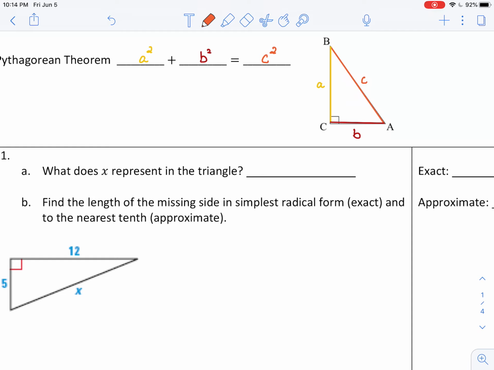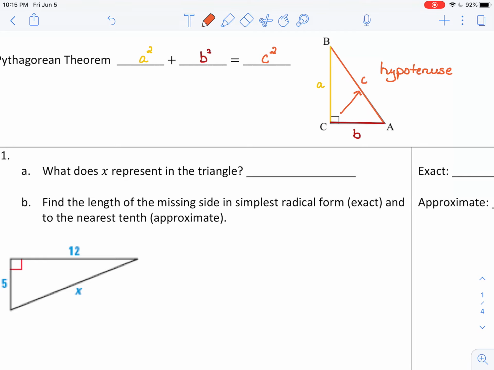Now, when I say a and b, I want to point out what they're across from. A and b are these little bitty acute angles. They're not the right angle. C was the right angle. So this is called the hypotenuse. It's the longest side of a right triangle. It's always across from the right angle.